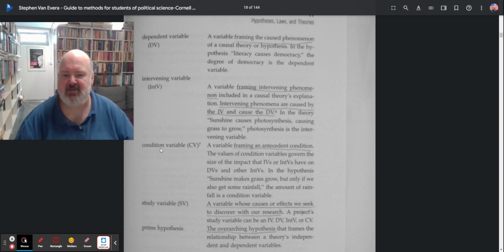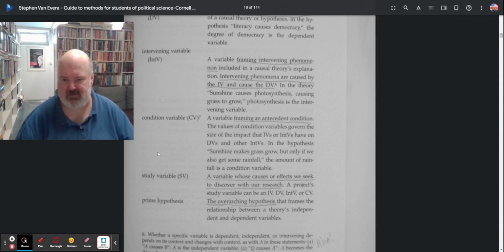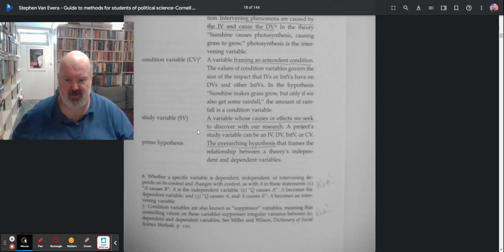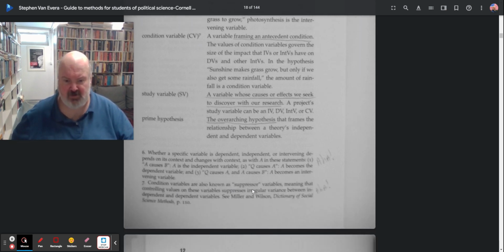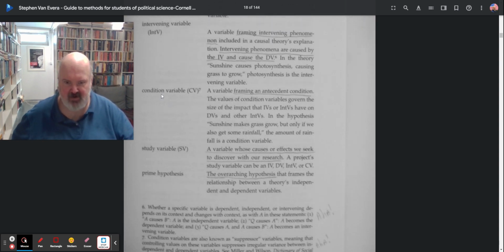Now we come to these other variables. This is a little confusing, and people get confused by it. Why do we talk about it? Number 7 is the conditional variable. Conditional variables are also known as suppressor variables, meaning they suppress irregular variations between independent and dependent variables. In other words, there's some condition at play.